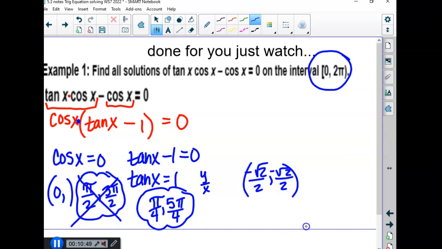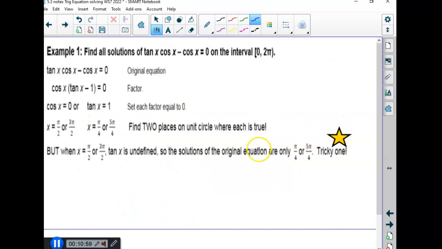I would not put that on a quiz. It's just too tricky for me. Okay, they don't all check, only these two check. All right, do you see that on the notes here? It said tangent's undefined there, so the original, only those two work. That was definitely a tricky one. All right, moving on.